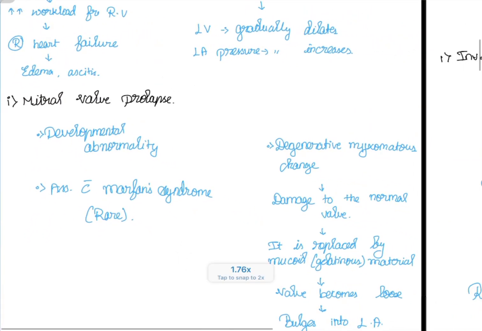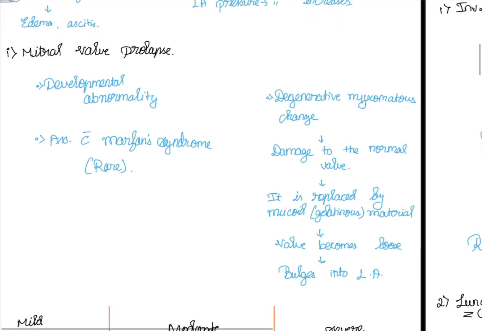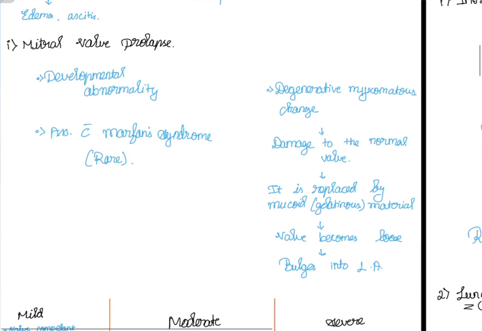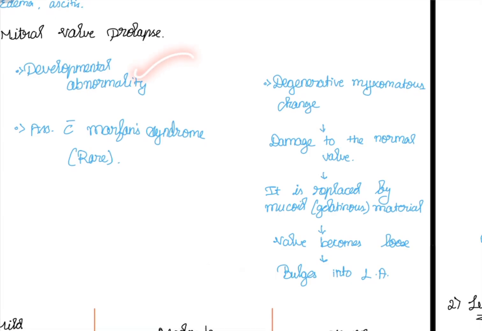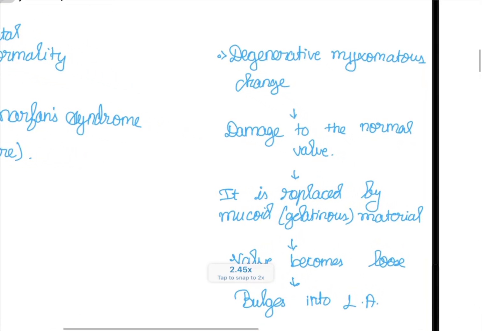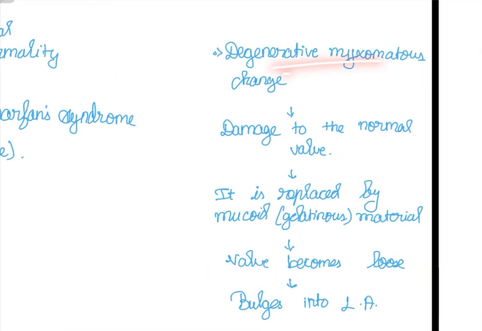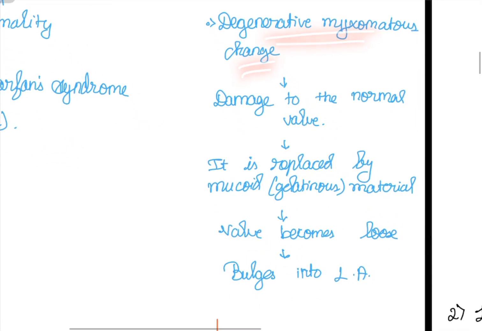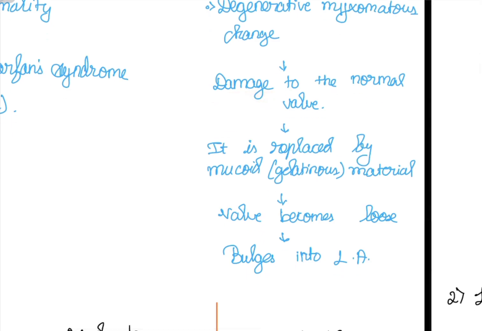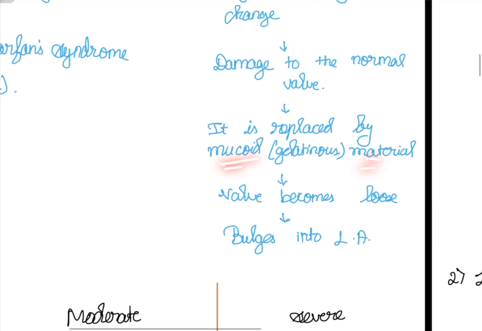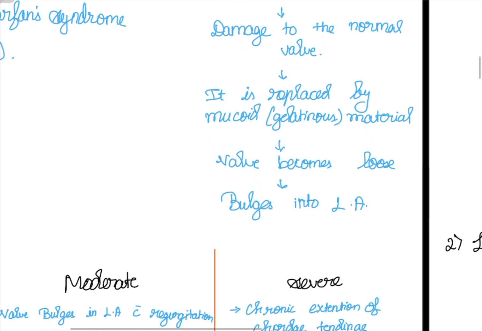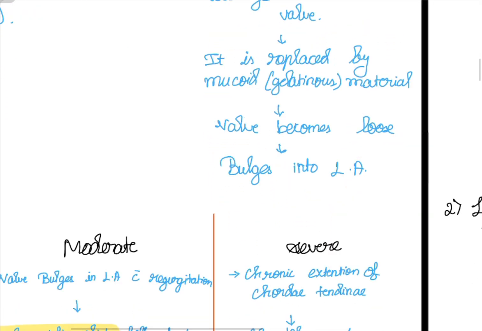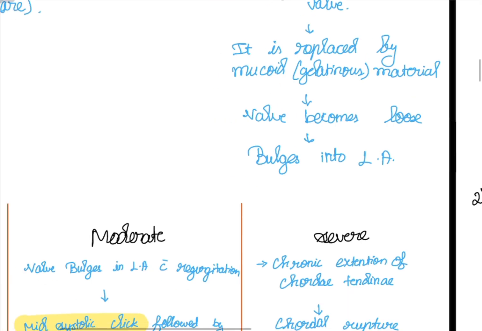Next, we move into mitral valve prolapse. Mitral valve prolapse is one of the most common causes of mitral regurgitation. It is usually due to developmental abnormalities, or it may be associated with Marfan syndrome, but that is rare. It is also seen in degenerative myxomatous changes, where the normal valve tissue is replaced by a mucoid or gelatinous material, so it becomes loose in consistency. This valve bulges into the left atrium.